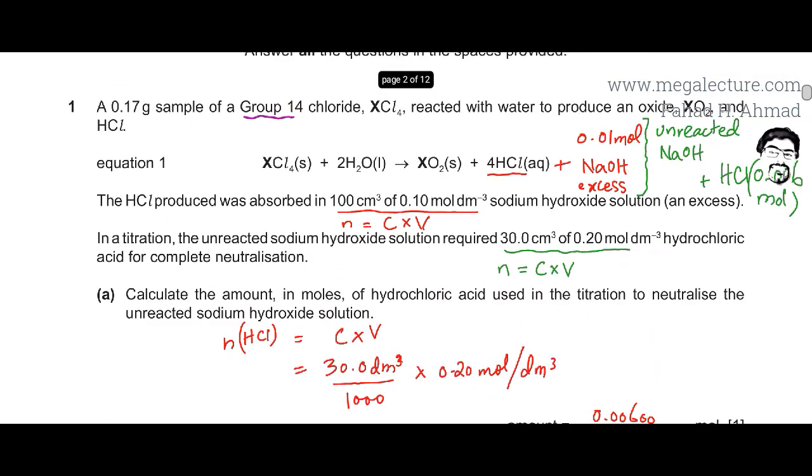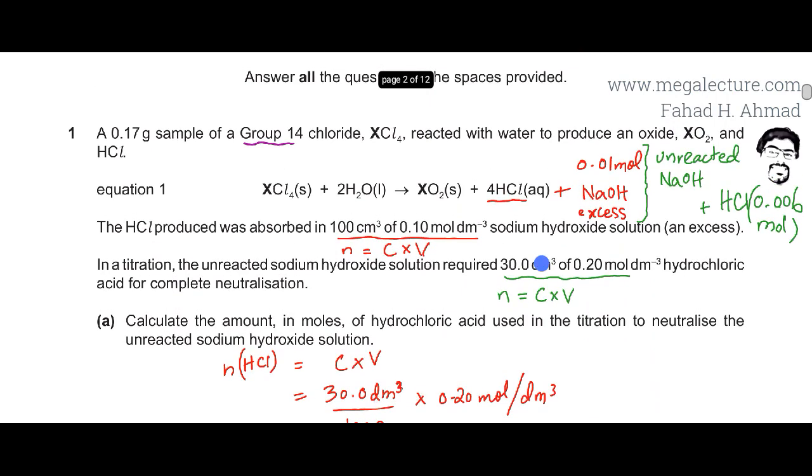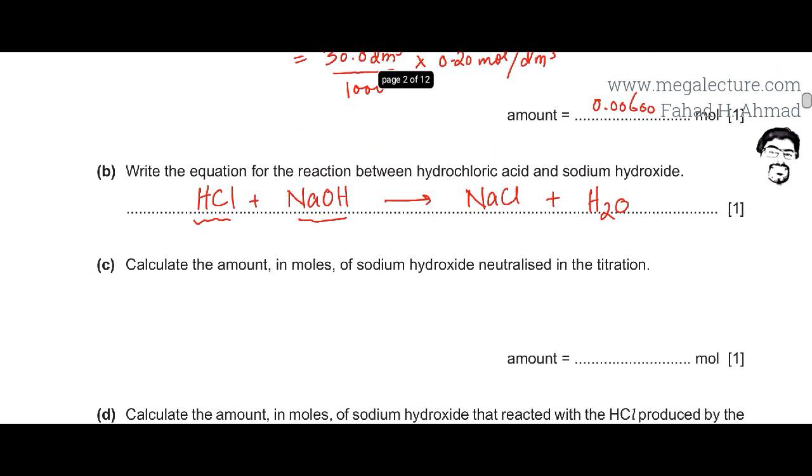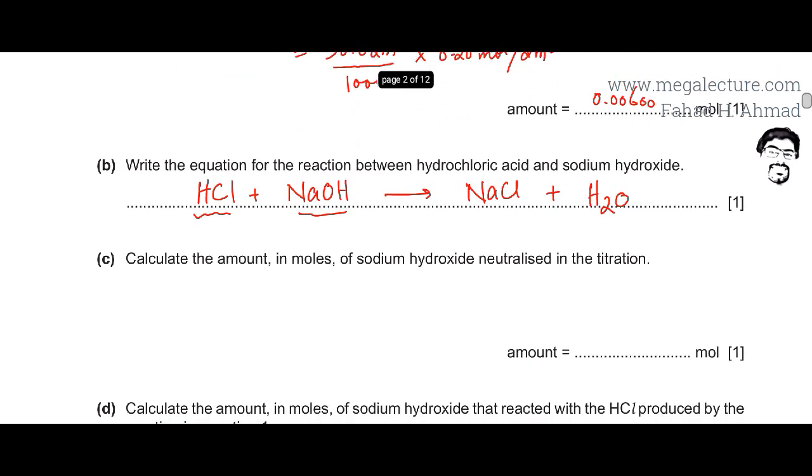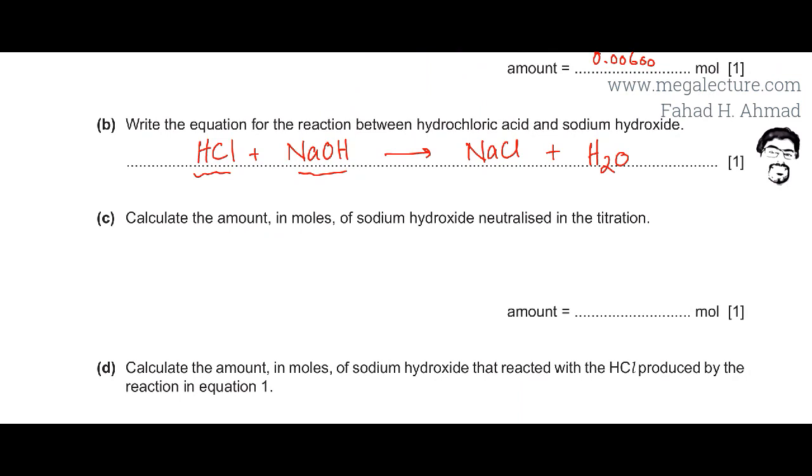So going back to the first part over here, you will notice that the HCl that was used in the titration was used to react with the unreacted NaOH from the previous step. So the moles of HCl and NaOH are in a 1:1 ratio in the equation. So if HCl has 0.006 moles, NaOH is also going to have exactly the same amount of moles. So the answer to that is going to be that, and you're going to show some working as well in this part, part C.